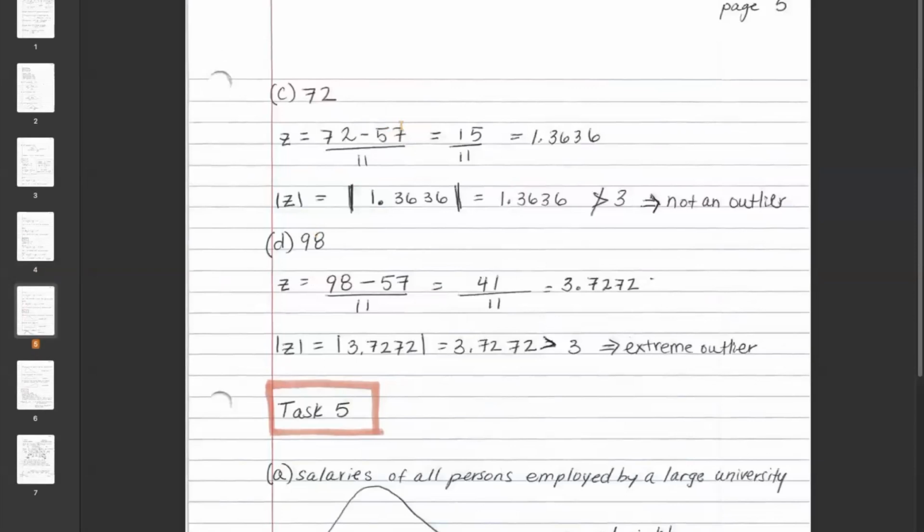Next is 72. So 72 minus the mean, 57, divided by 11, we get 1.3636, and the absolute value of that is not greater than 3, so we do not have an outlier.